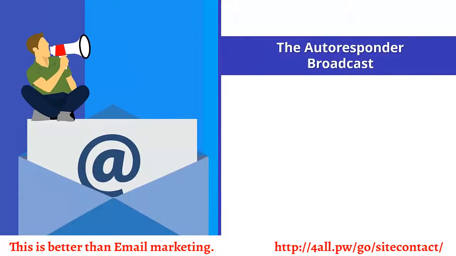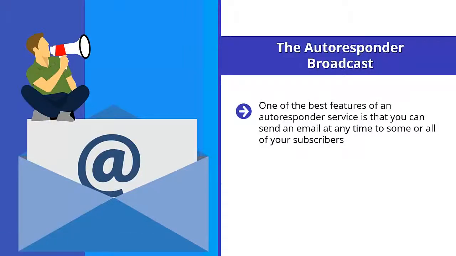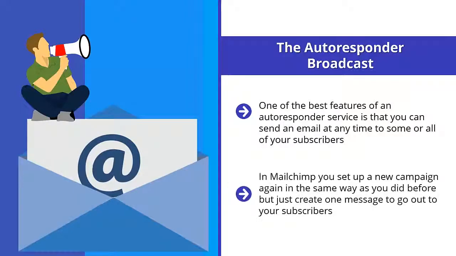The Autoresponder Broadcast. One of the best features of an autoresponder service is that you can send an email at any time to some or all of your subscribers. It doesn't matter how many subscribers you have. Your autoresponder service will send your email to all of them, or those that you designate. In MailChimp, you set up a new campaign again in the same way as you did before, but just create one message to go out to your subscribers.